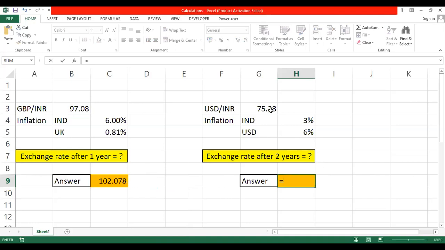Let us try to calculate another one for 2 years. So it would be the current exchange rate of USD/INR multiplied by the inflation rate of both the currencies. But is this the correct answer? No, right? Why? Because we did not consider one factor. We have calculated for 1 year. Since it is 2 years, we will need to raise it to the power of 2. Why? Because it would get compounded over 2 years. So the exchange rate would become 71.0791.